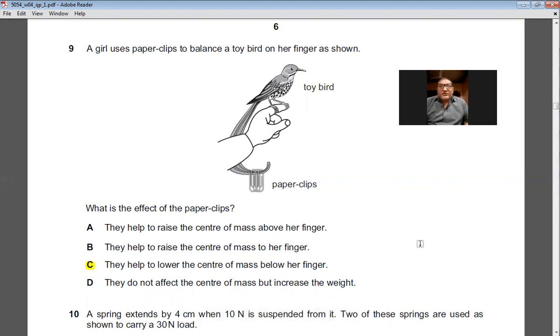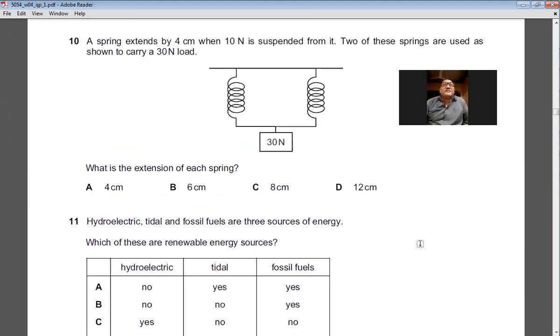We have put the paper clip so the center of mass comes lower, and it should come below the point of support. Then the thing will be very stable. If you disturb this bird, it's a toy bird, it will rock and it will not fall. You must have seen these birds. Okay, so question number 9, C is the right choice. Let's move to the next part.